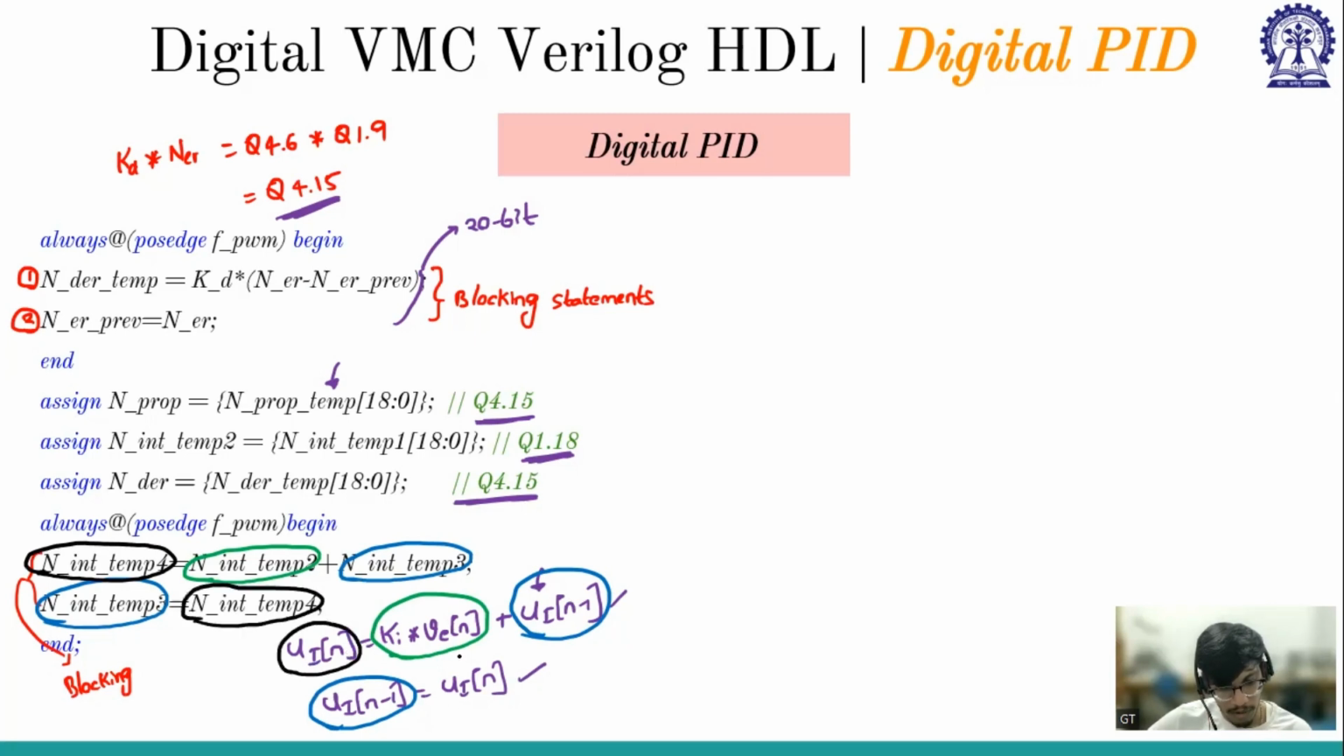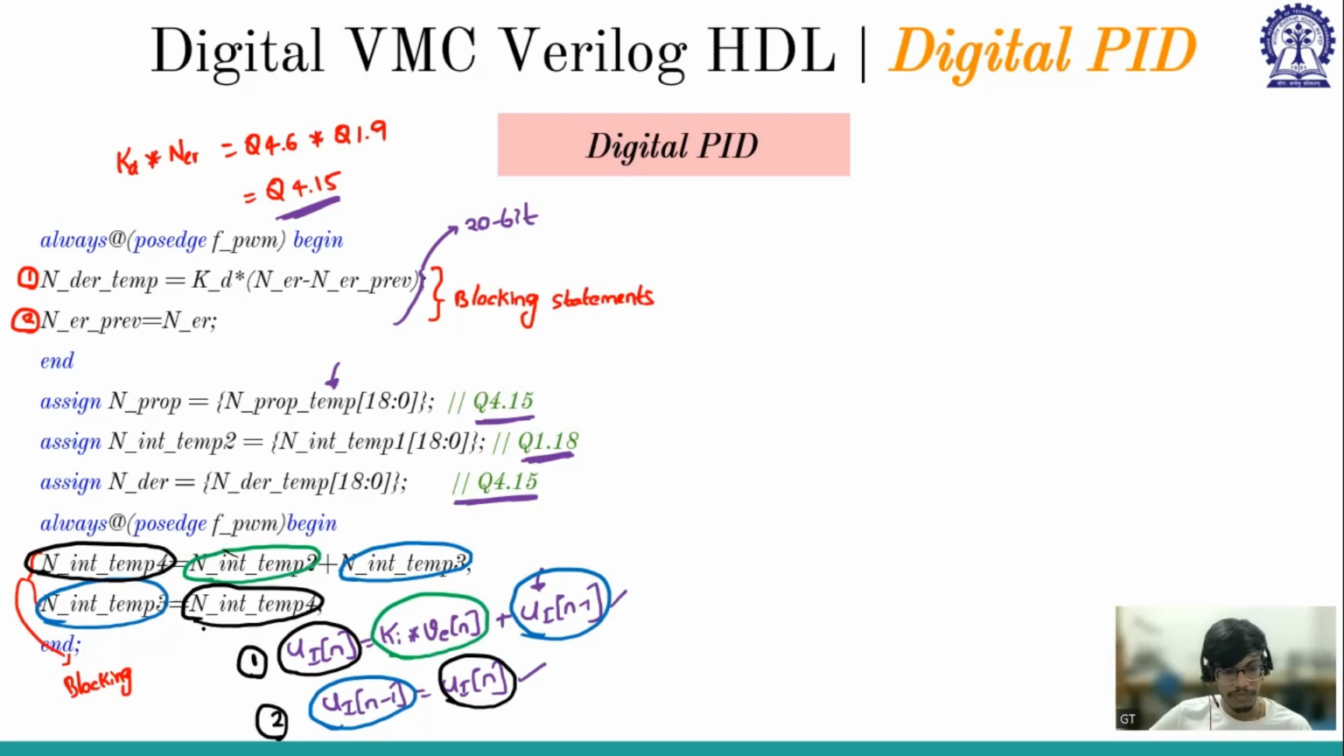So we are doing the same thing which we had done for derivative. First we are implementing this, and then only we are updating our ui of n minus 1 with ui of n, which will be used in the upcoming or the next iteration. So this updated ui of n will be used as ui of n, and it will keep on adding. So this is the one-to-one mapping of these variables.